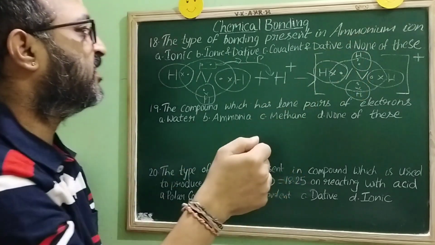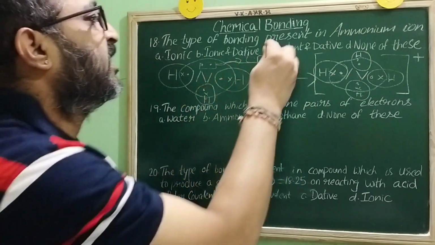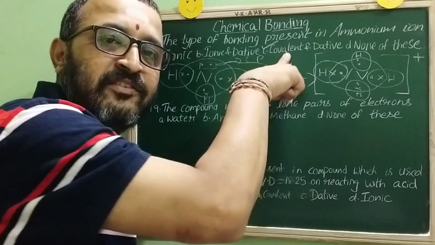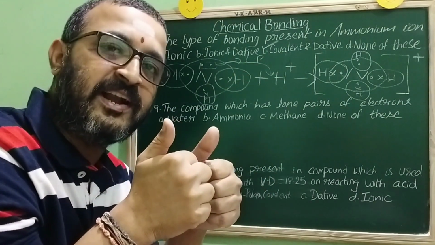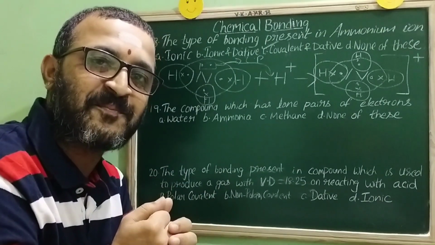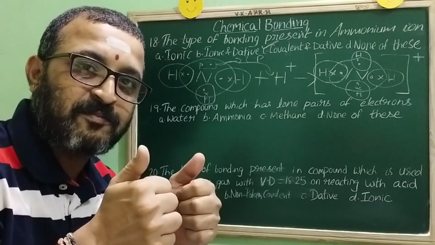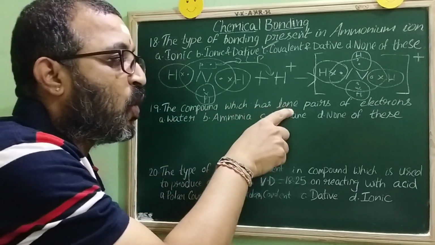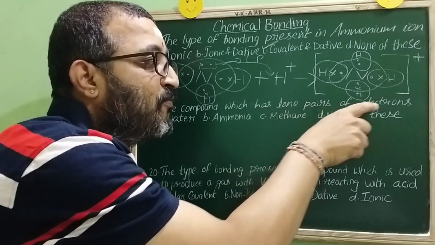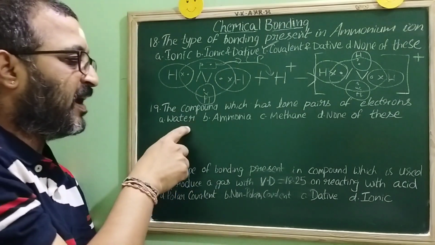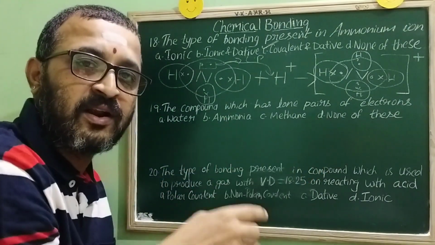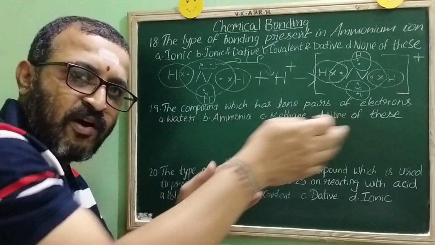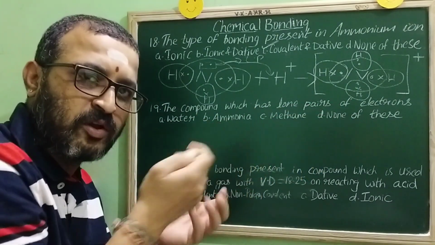Do we have this answer? Yes, it is option C, that is, it contains covalent and dative bond. Is it clear, children? Okay, children, let us proceed with the next question. The compound which has lone pairs of electrons. The options are water, ammonia, methane, or none of these. Now children, we'll write the electron dot structure of all these, which will give us an idea who has a lone pair of electrons.